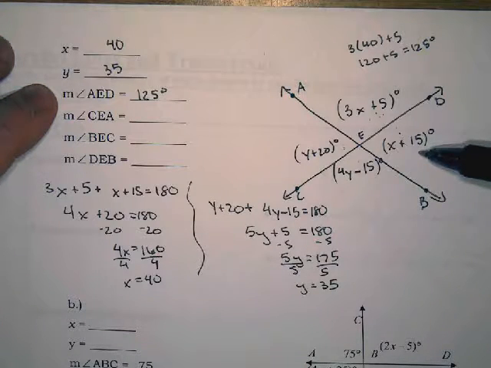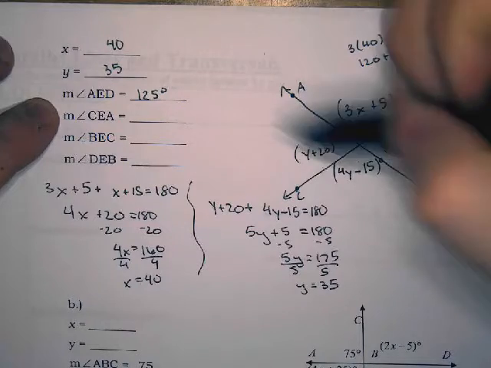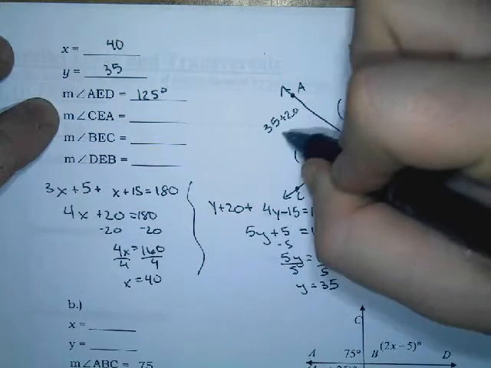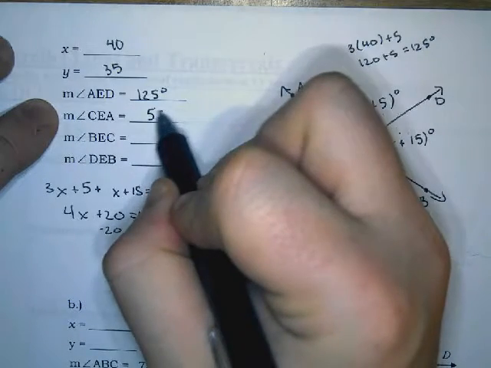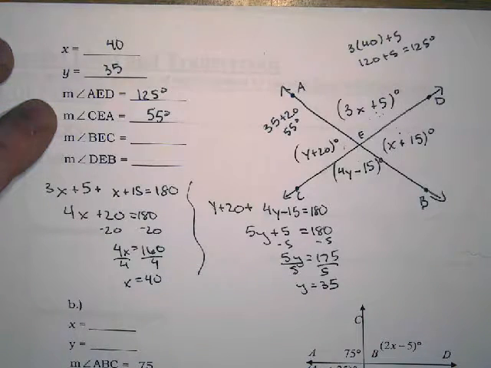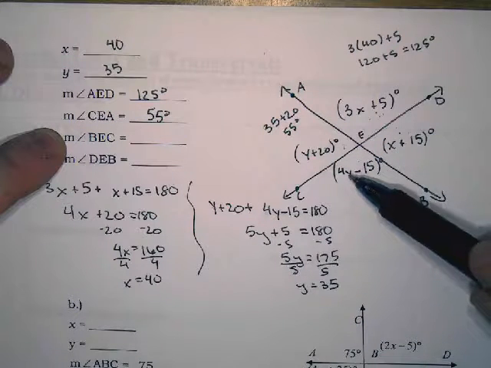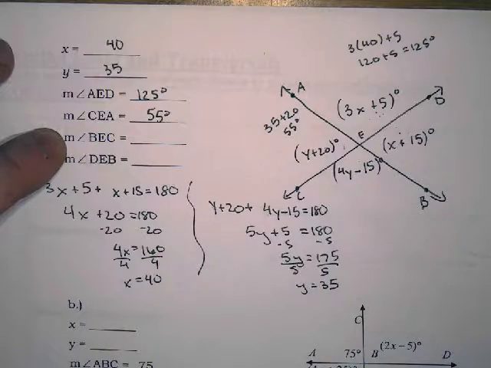Now let's find CEA. So that's going to be 35 plus 20. Finding that y was 35, 35 plus 20 is equal to 55 degrees. So we found that that's 55 degrees. Now BEC. It could be 4 times 35, but let's use some of the things we know.